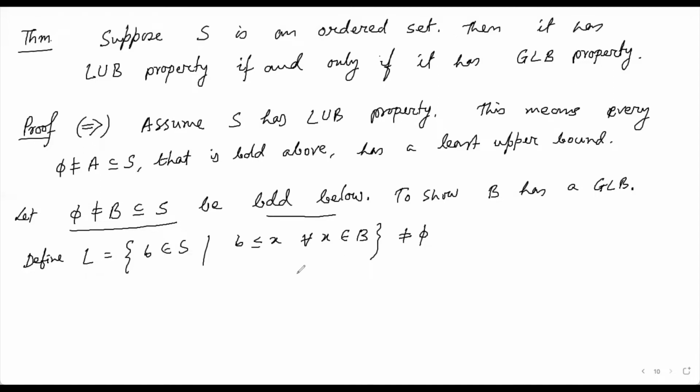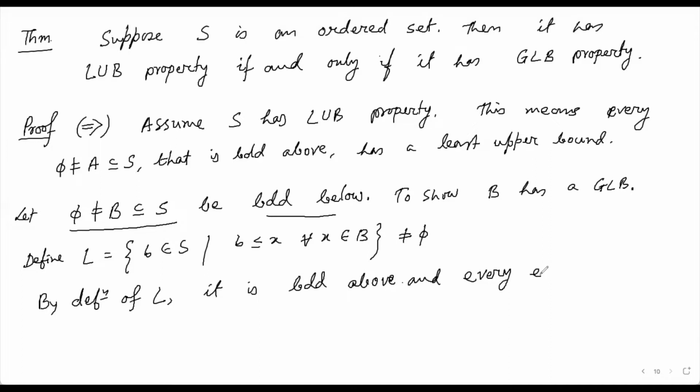So that's why L is non-empty. By the definition of L, it is bounded above, because every element in B, and B is non-empty, every element in B is an upper bound of L. Anyway, L is bounded above, so now we can apply the least upper bound property on L.